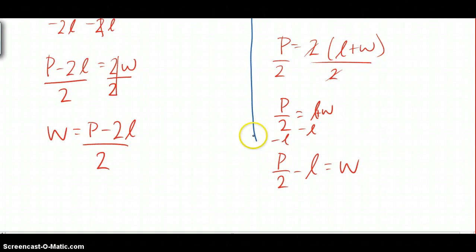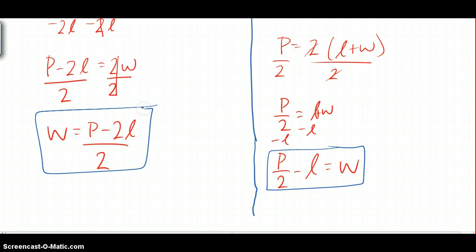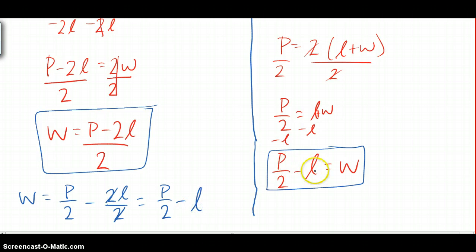Now these are the same thing. I want you to recognize that these are the same. Because if we were to simplify this one, we would take both terms divided by 2, both the P and the 2L. If I rewrote this like this, I split it up and divided each term by 2, these 2's would cancel out, and I would just be left with P over 2 minus L, which is what we got over here. So I want you to recognize that these are the same thing. That's a hard concept, and I want you to try and grasp that.